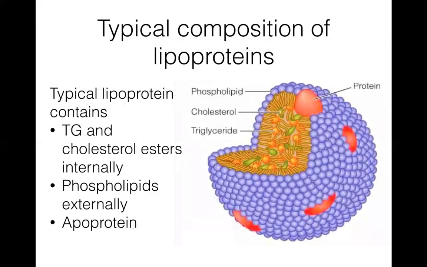Well, the typical composition of a lipoprotein is shown here. The core is where you're going to find the most hydrophobic components. This includes triglycerides and cholesterol esters internally. The proportion of triglyceride and cholesterol depends on the type of lipoprotein. Now, it's covered externally by a single layer of phospholipid, and embedded on the phospholipid monolayer are the proteins, referred to as the apoproteins.